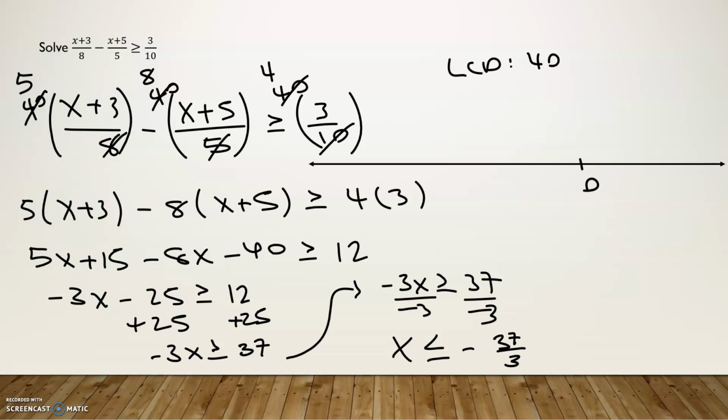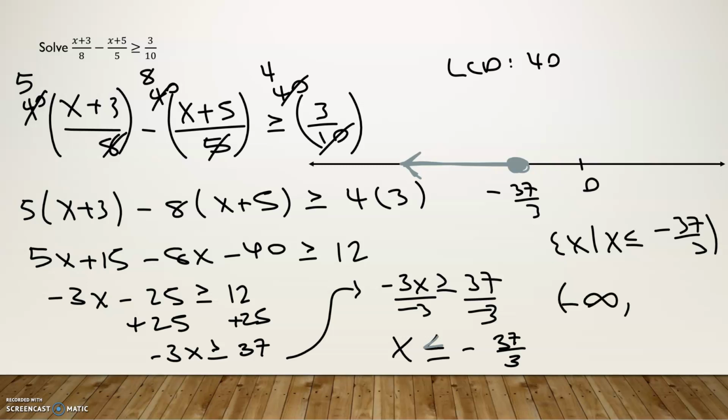So on our number line, we'll have 0. Here's negative 37 over 3. We will have a closed circle, and our arrow is pointing this direction, so we will point our arrow that direction as well. Okay, and then set builder notation, x such that x is less than or equal to negative 37 over 3. And in interval notation, we're starting at negative infinity and going up to negative 37 over 3 and including it, so we have a bracket.